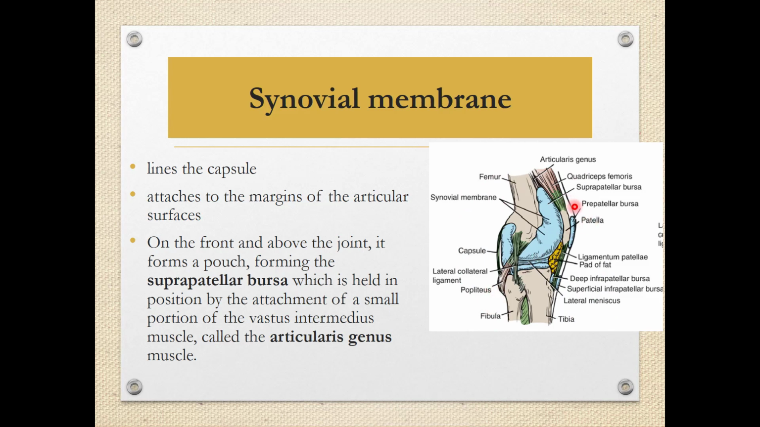On the front and above the joint, it is forming a pouch which is named the suprapatellar bursa. See here, the synovial membrane is forming the suprapatellar bursa, which is held in position by the attachment of a small portion of the vastus intermedius muscle. This portion is called the articularis genu muscle. A small portion of the vastus intermedius muscle, named the articularis genu muscle, is holding the suprapatellar bursa which is formed by the synovial membrane.